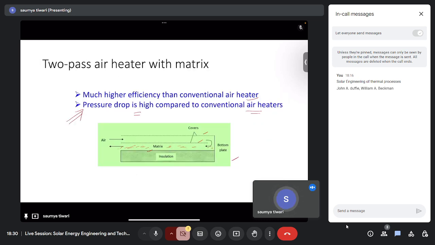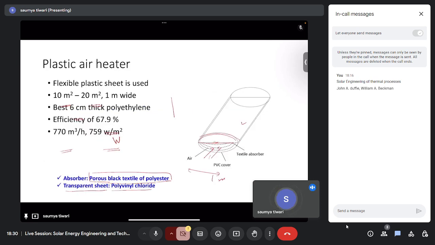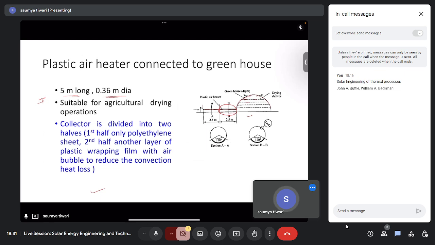So you can go for a cheaper version of the solar air heater by using plastic. So you are using some flexible plastic sheet, and the absorber here could be a porous black textile or polyester. You can paint it black and then increase the absorption. So these are all the different configurations that you can explore by yourself.